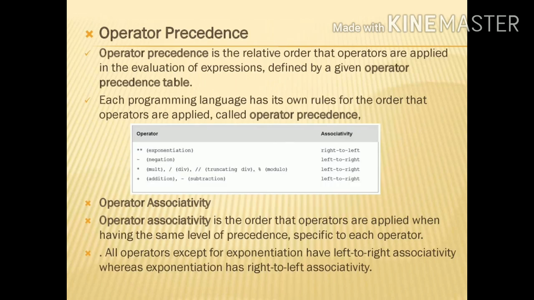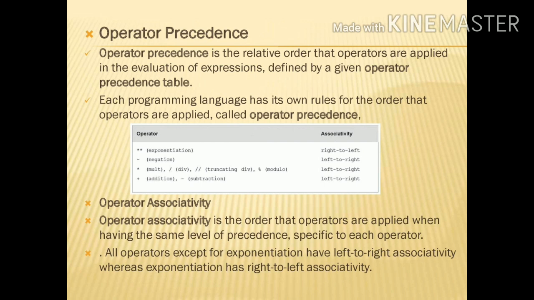Next comes the operator precedence. Operator precedence is the relative order that operators are applied in evaluation of expressions, defined by a given operator precedence table. Each programming language has its own rule for the order that operators are applied, called operator precedence.